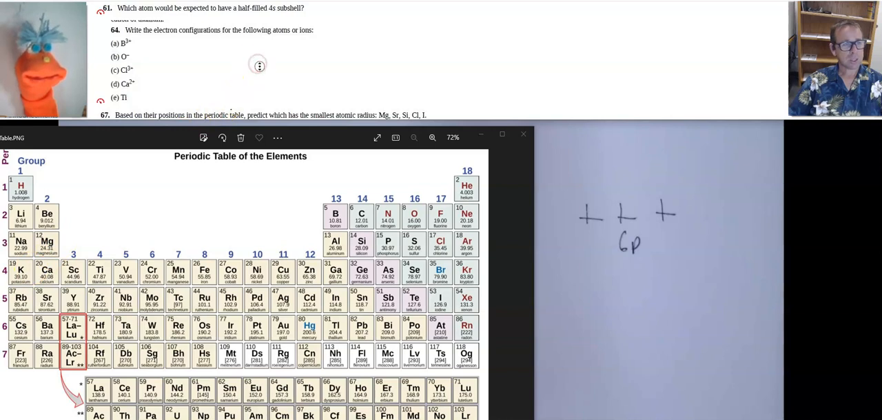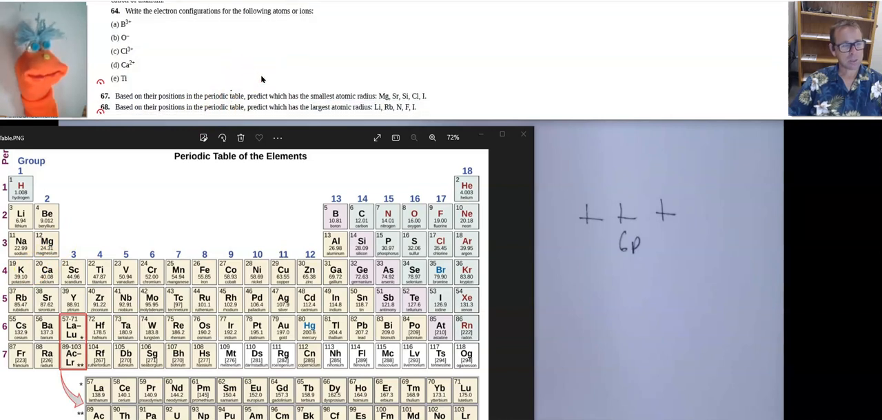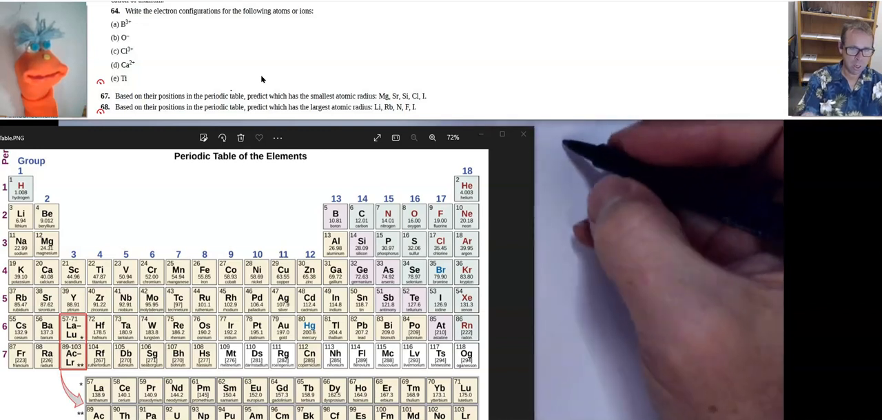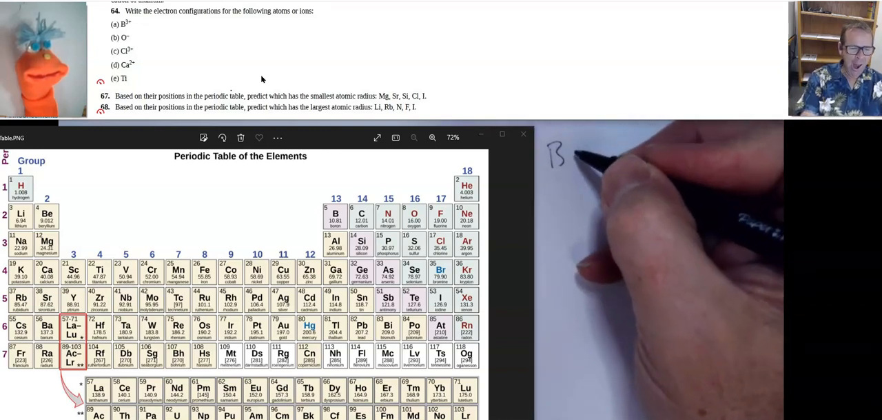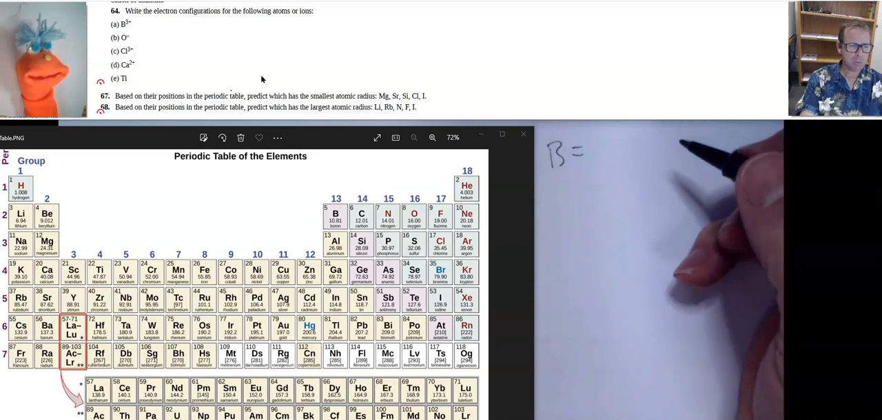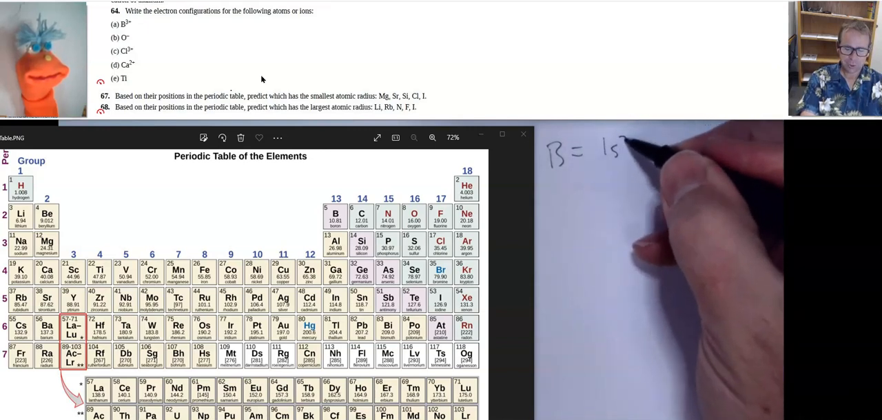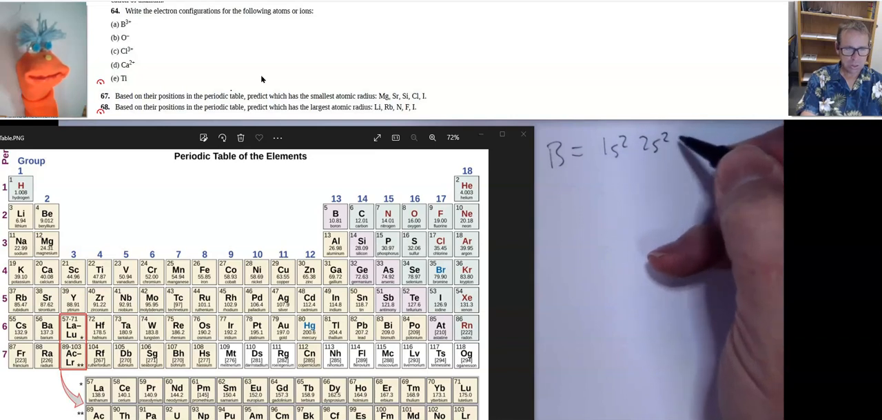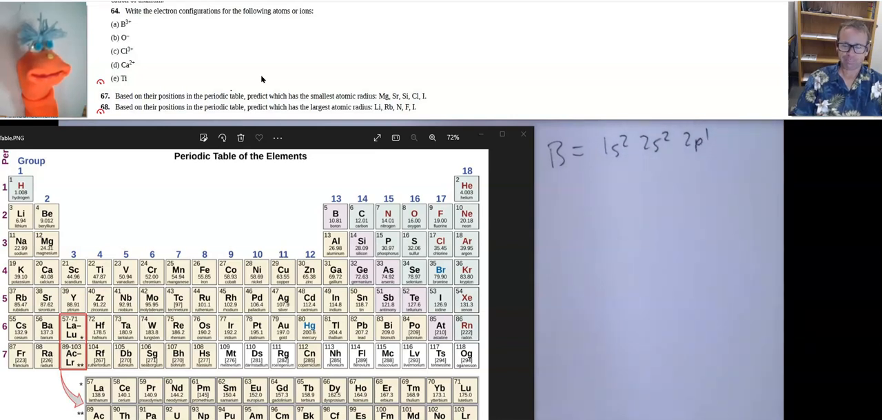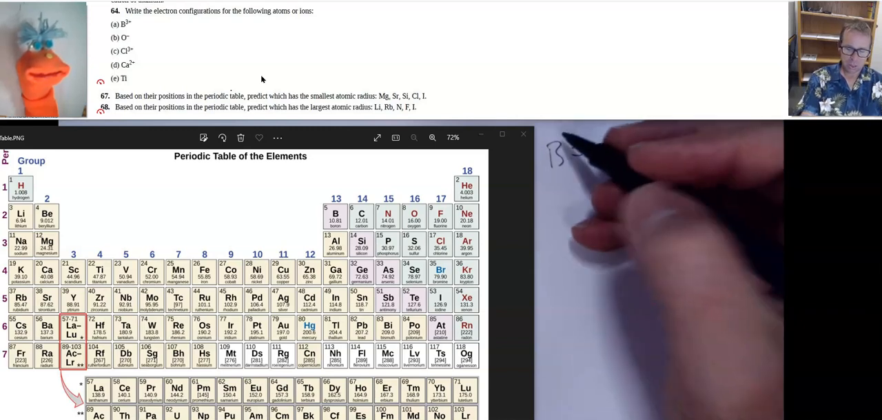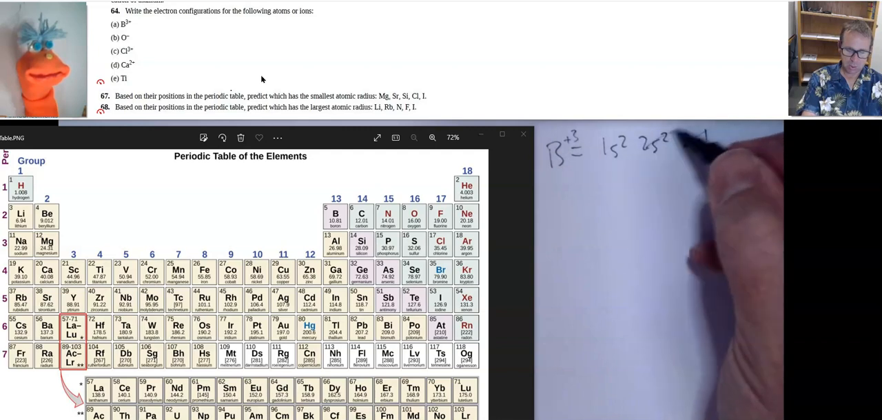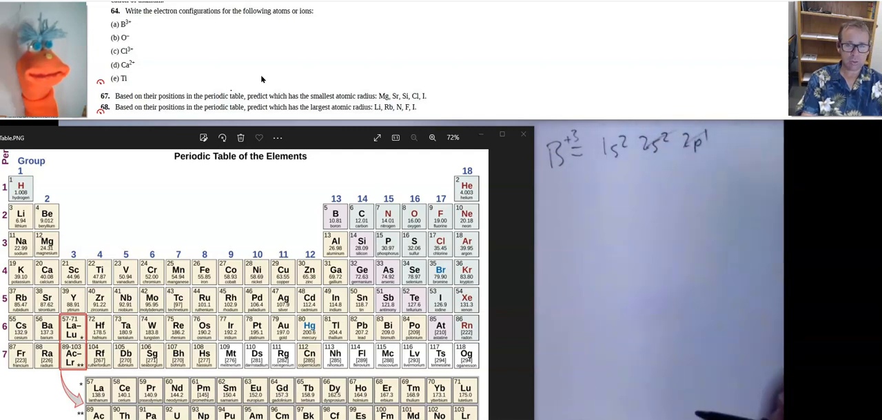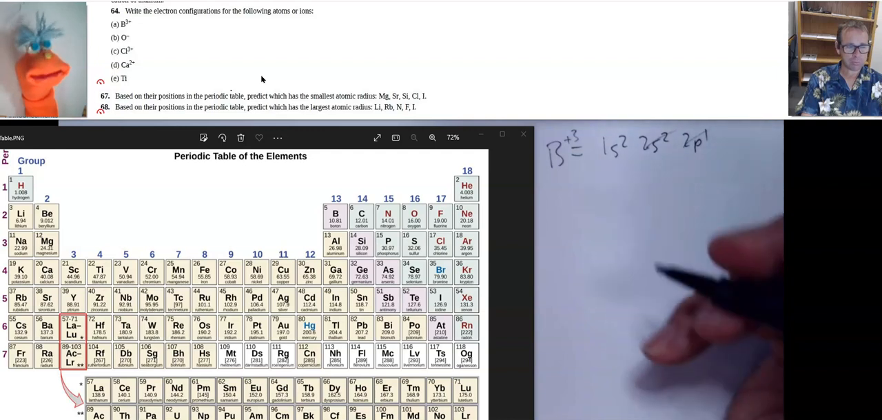Okay, write the electron configuration for the following atoms or ions. All right, so we start off with boron with a plus 3 charge. Boron by itself would be 1s2, 2s2, 2p1, right? If it has a plus 3 charge, it's lost 3 electrons. So if I'm going to make this a plus 3, I need to get rid of 3 electrons. It's going to be just 1s2. You got that? Yeah, I got it.